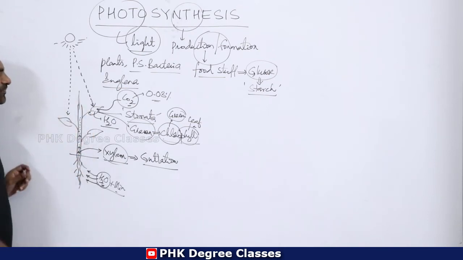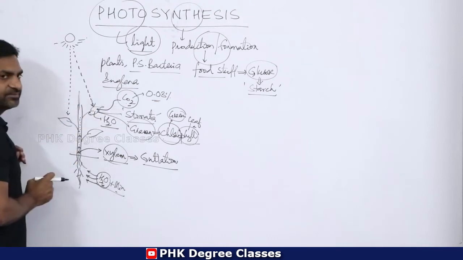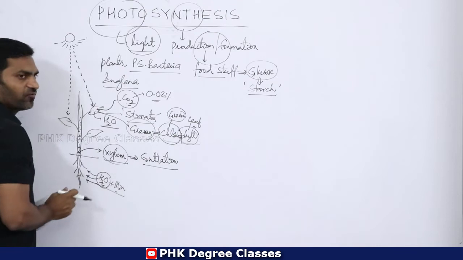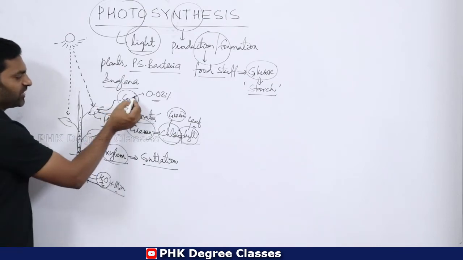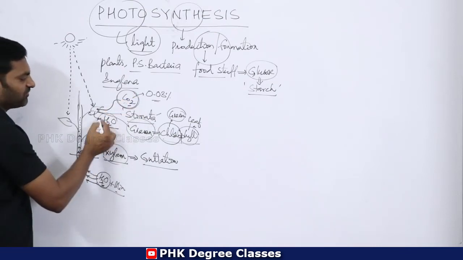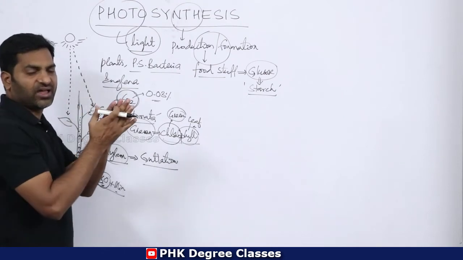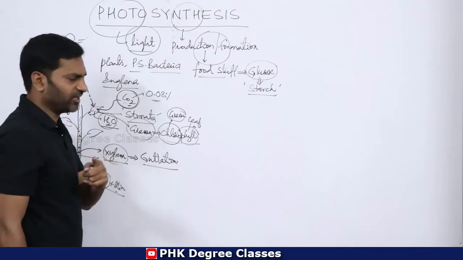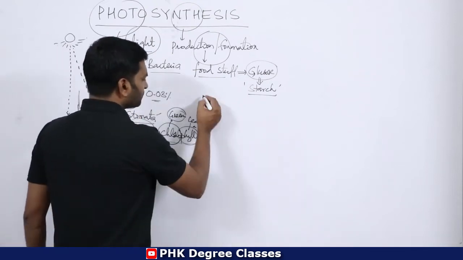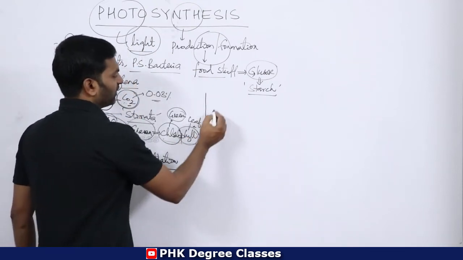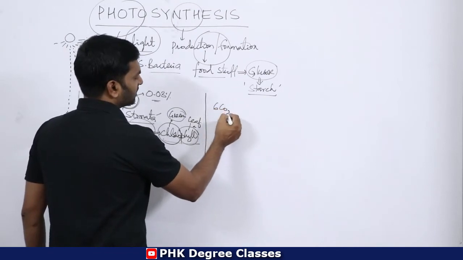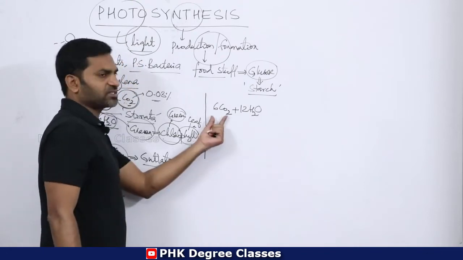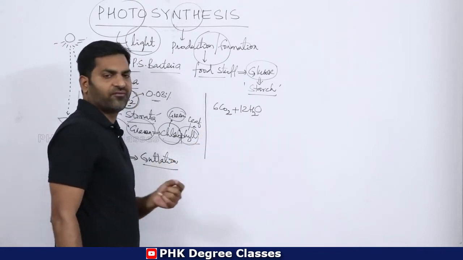Now what happens in the presence of sunlight and chlorophyll? In the presence of sunlight and chlorophyll, these two compounds, carbon dioxide and water, combine together and a foodstuff is formed. Clear? So I will give you the equation: 6CO2 plus 12H2O. 6 moles of carbon dioxide and 12 moles of water.